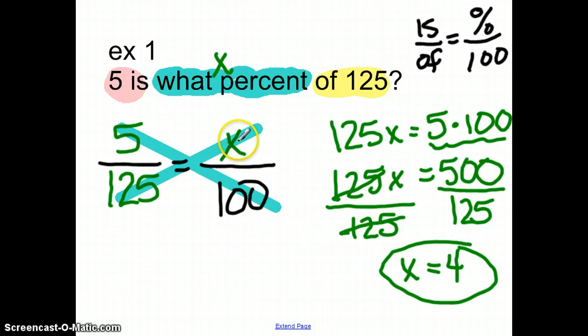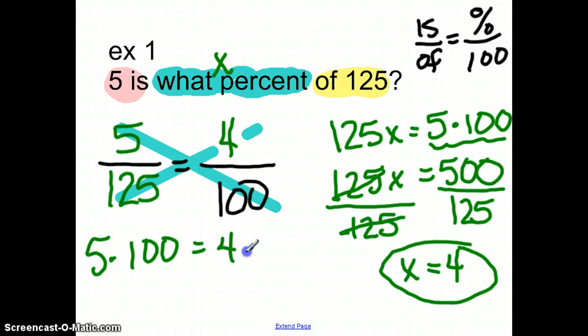Now if this really were to work, if I were to go back to this problem where this x is at and take it out and put a 4 there, I should be able to cross multiply and they should be equal. So 5 times 100 should equal 4 times 125. If that doesn't work, then I know I've done something wrong. So I should be able to check myself on every single problem that I have. Okay, let's try another one.